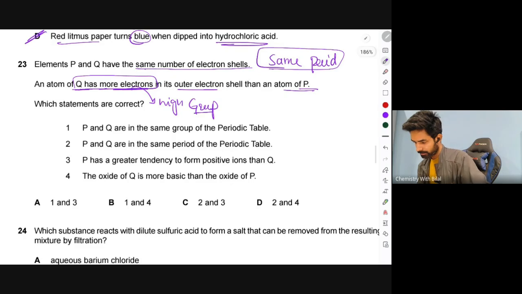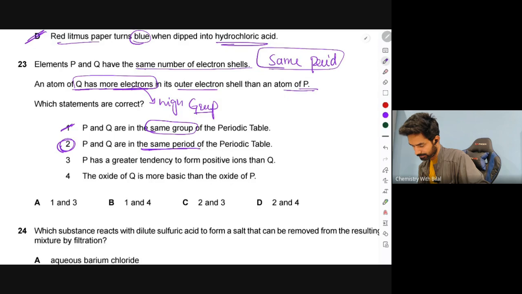Correct? Okay. Which statement is correct? P and Q are in the same group. No. Because one has more electrons, how can they be in the same group? They are in the same period. Yes, because they have the same number of occupied shells. They are in the same period.